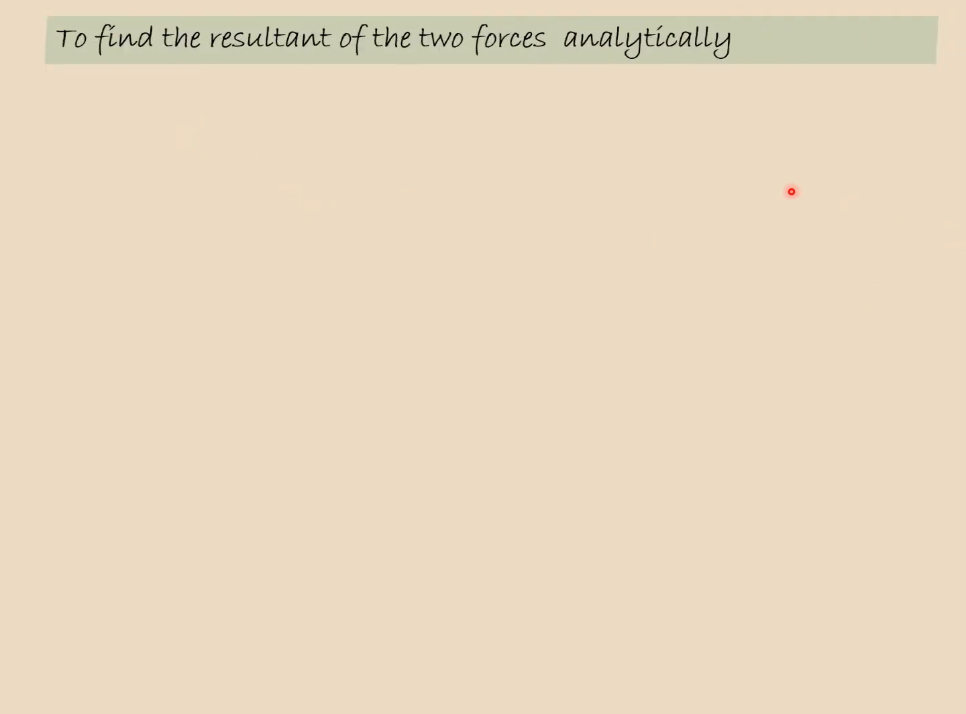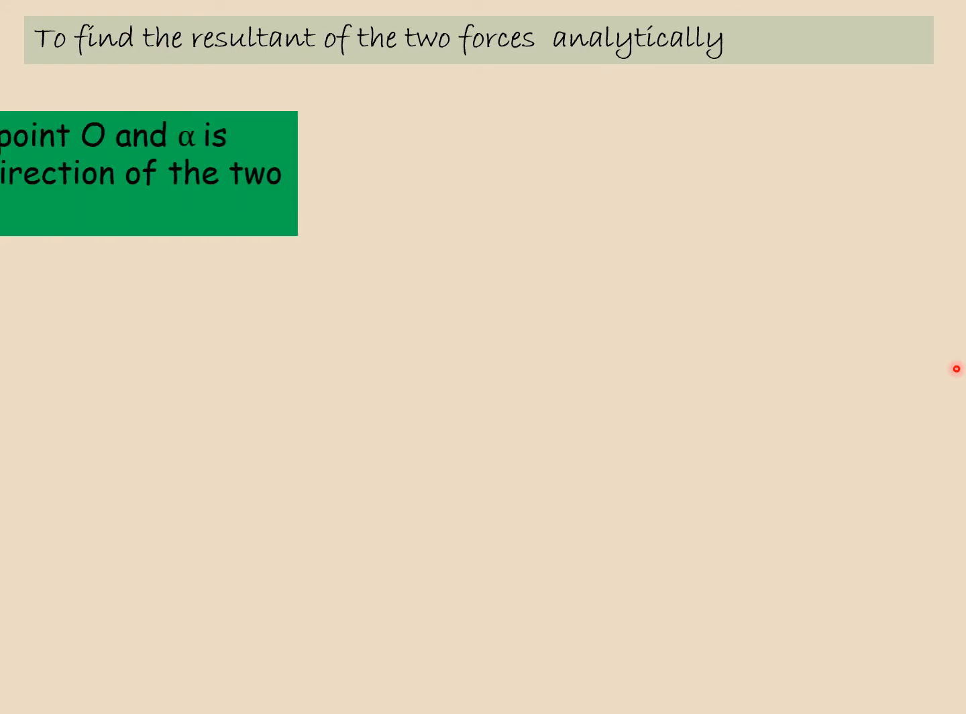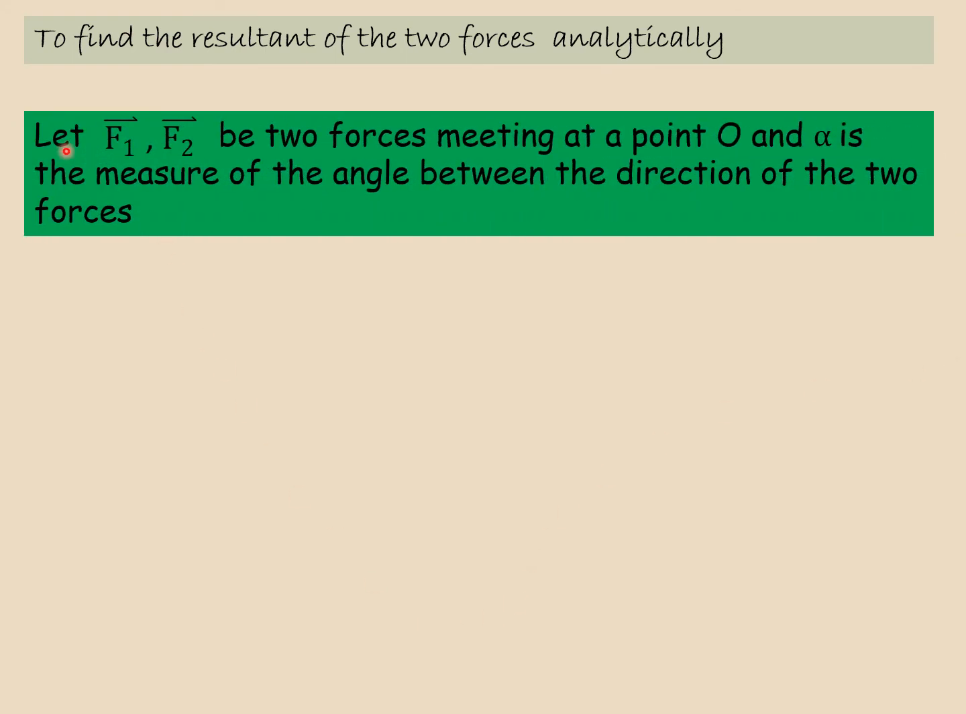So to find the resultant of two forces, you must find F1 and F2, two forces acting at one point. Say point O, this is F1 and this is F2, and they act at point O, and the measure of the angle between the directions of the two forces is alpha. This is alpha.